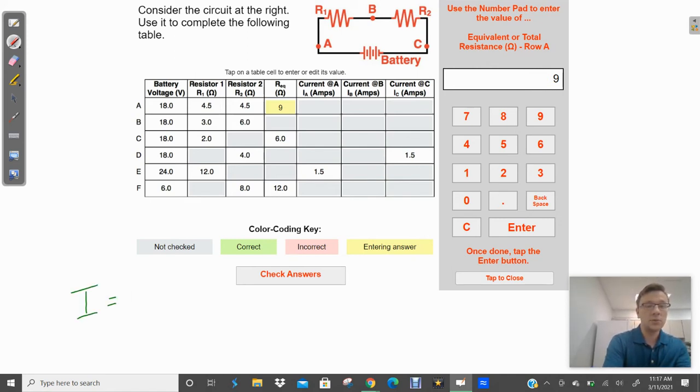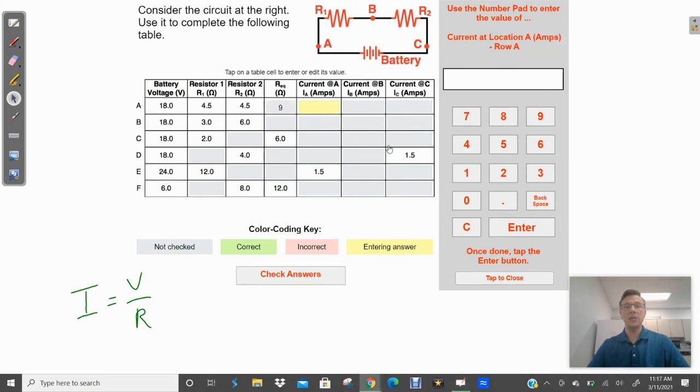So the total current is calculated as: current is equal to voltage divided by resistance. If we're looking for the total, then we're simply going to take the battery voltage divided by the total resistance. So 18 divided by 9 in this case is going to give us a current of 2 amps everywhere in the circuit. And so we can go ahead and fill that in.